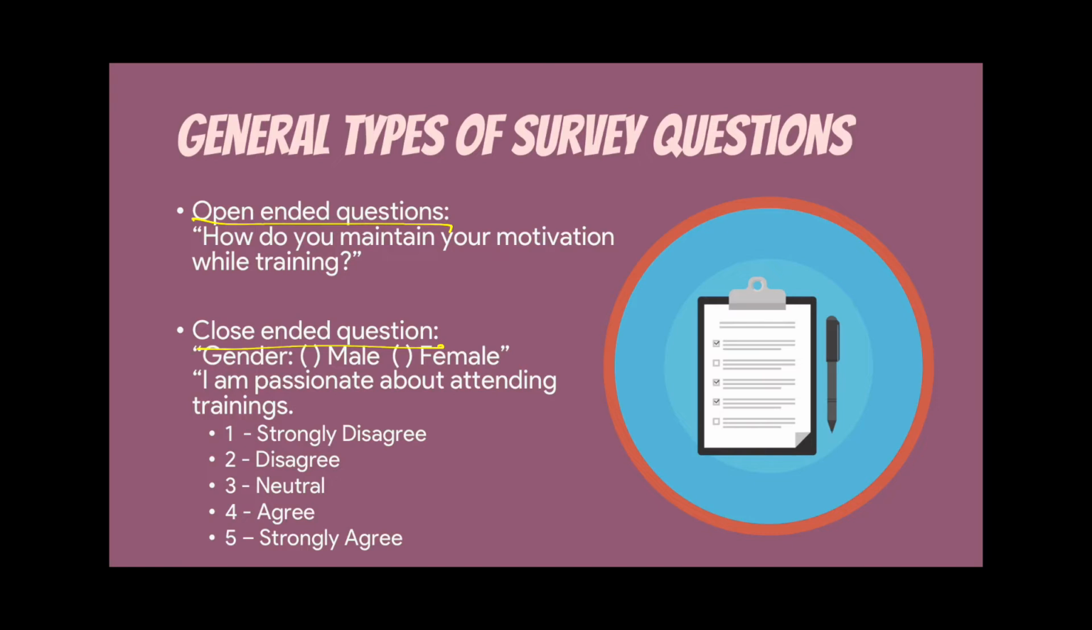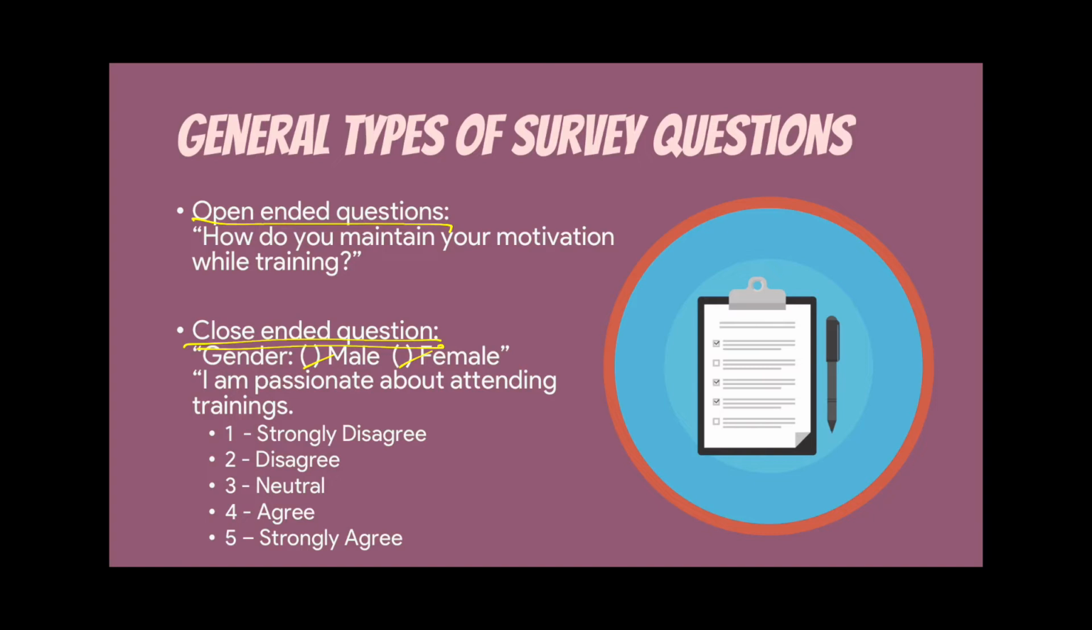But for surveys, especially self-administered surveys, this is not something that we want, because we want something that's quantifiable or categorical. So we usually go for closed-ended questions. For example, gender: there is a question, and there are already some options for you to answer, male or female.